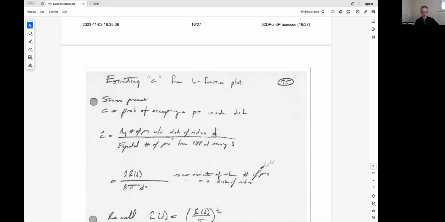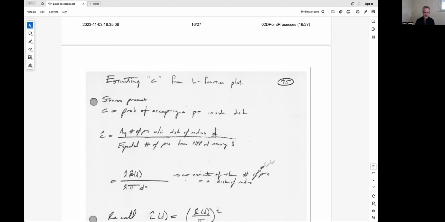So if we take what we observe and divide by what we'd expect, assuming that we have regular behavior, this is going to be a number less than 1. And what we'd like to do is get this from our K function. Well, this numerator basically comes directly from our K function.